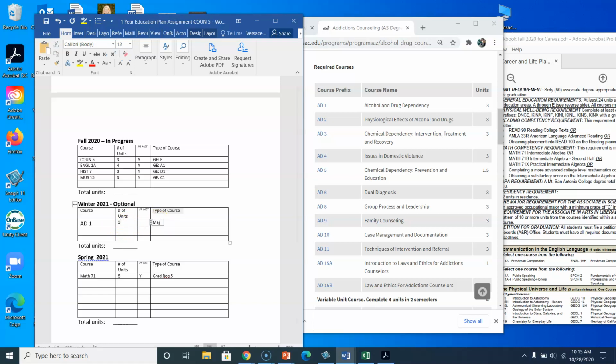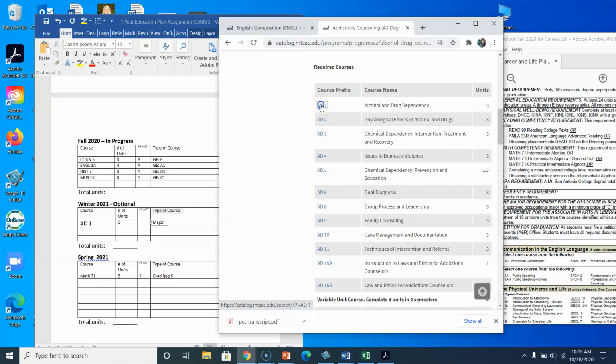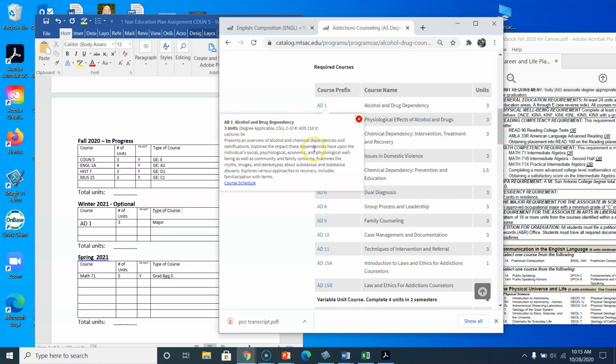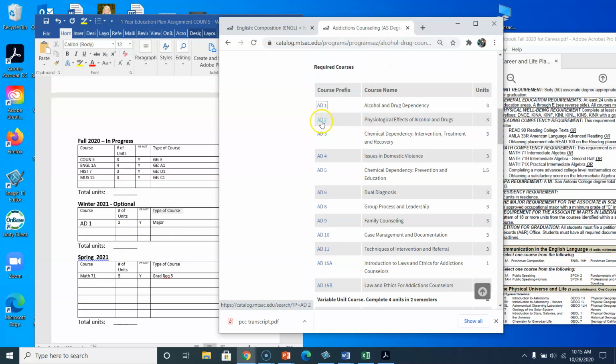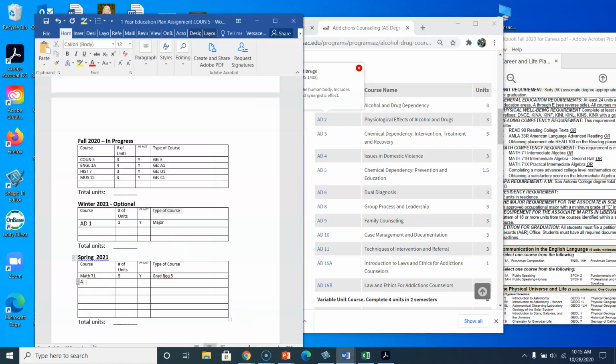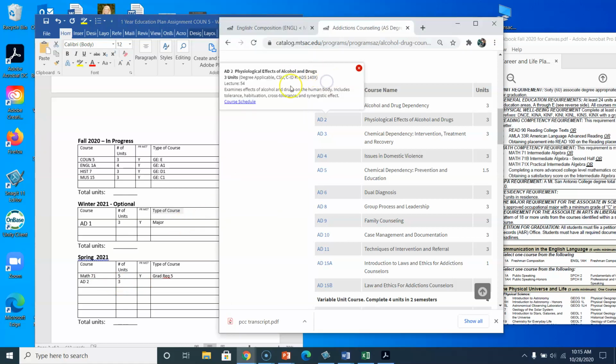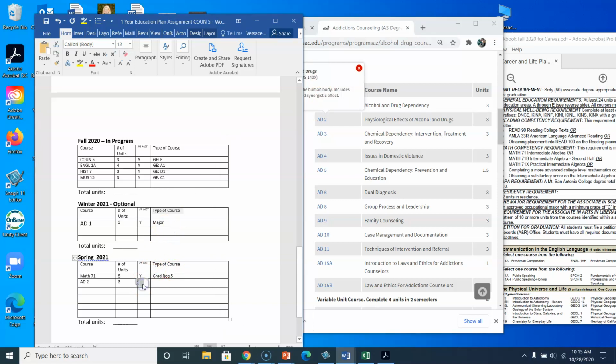Type of course, we're just going to write major course. And if I click on it, I can see if there's any prereqs. No prereqs. So are the prereqs met? Yes. All right, then in the spring, let's do AD2. And that is 3 units. And we looked here, no prereq, so prereq is met. And that's a major class.